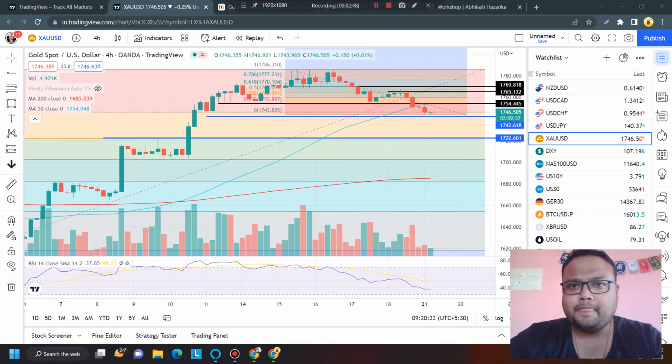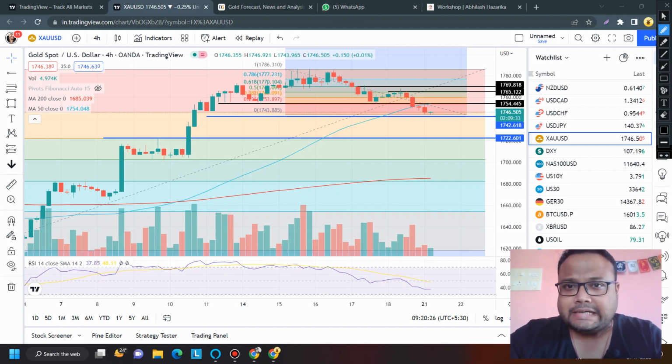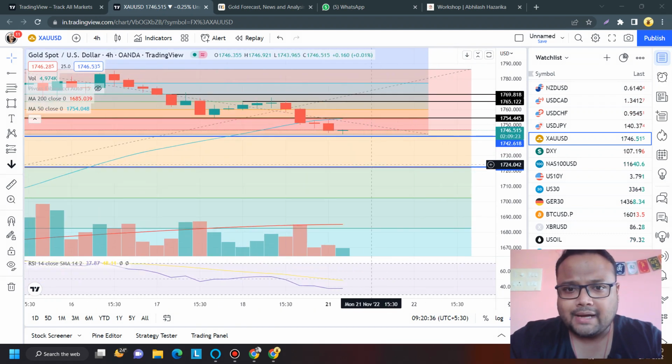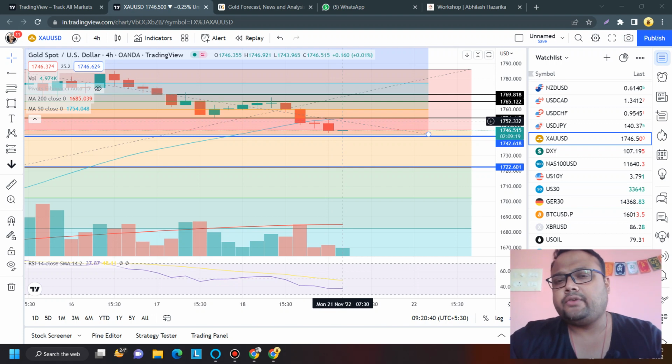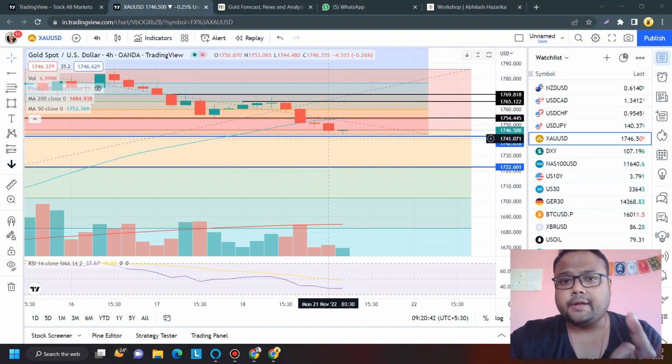First of all, we can see that after forming these red candles, the market is standing at the Fibonacci 23% level, and clearly the market is trying to take support here. We cannot deny the fact that Fibonacci 23.6% is working here.